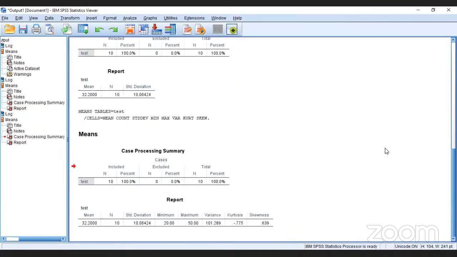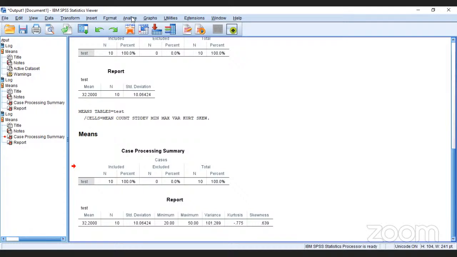This is visible now. Hello. Sir. Now you can find that the mean is 32.20, sample size 10, and the standard deviation is 10.06. Minimum is 20, maximum 50, variance 101, kurtosis minus 0.775, skewness 0.639. So when it is very close to 0, that means the distribution is okay.